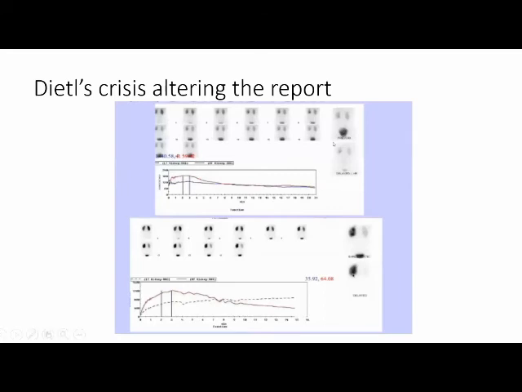So this is a renography which shows Dietl's crisis, which can alter the report. You can see the persistence of the dye in the delayed images. So in all these cases, we'll have to go ahead with this whenever Dietl's crisis is suspected. If you see the initial graph, the first graph in the upper part, you can see that there is no significant holdup of the dye, and both the excretory graphs are showing a downward trend. So there is no obstruction.